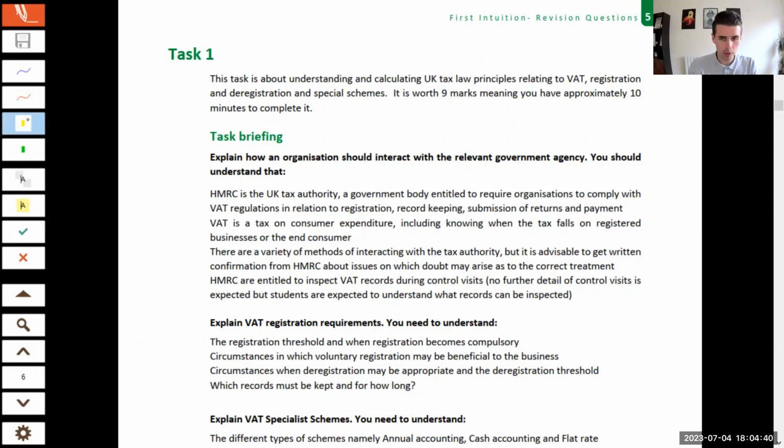We're going to start with task 1, which is quite nice, to be honest with you. When we're looking at this, we're looking at understanding and calculating tax laws and different principles relating to VAT.